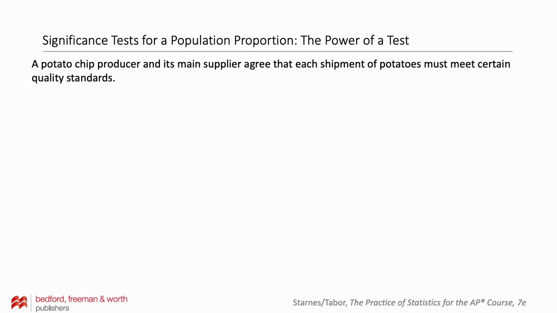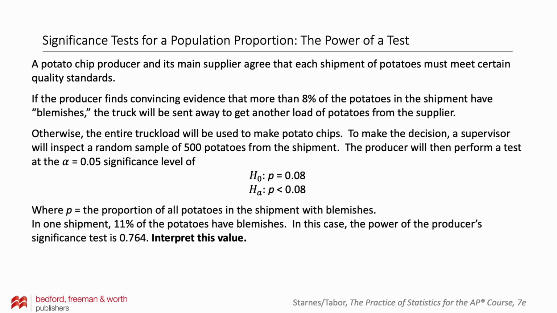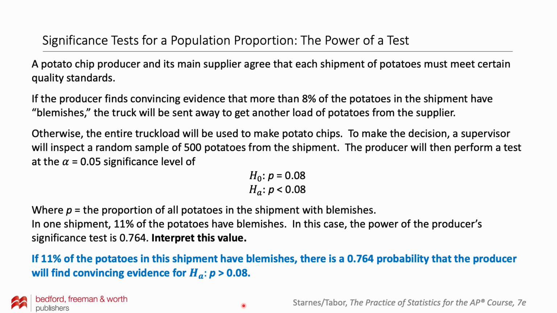So going back to the potato chip supplier that we did before, our question here is to interpret the value. If one shipment has 11% of the potato chips with blemishes, in this case, the power of the producer's significance test is 0.764. So they want us to interpret what that value means. If 11% of the potatoes in the shipment have blemishes, there is a 0.764 probability that the producer will find convincing evidence for the alternative, which means that p is greater than 0.08.